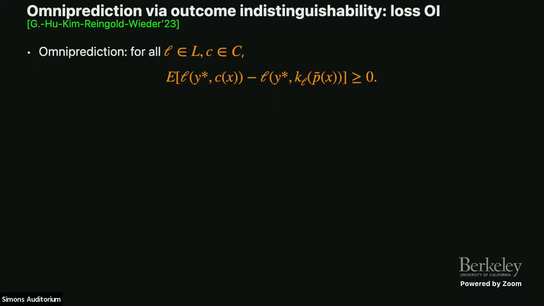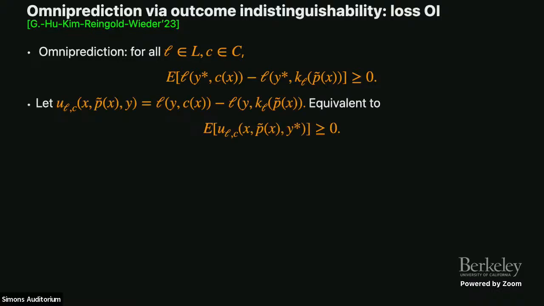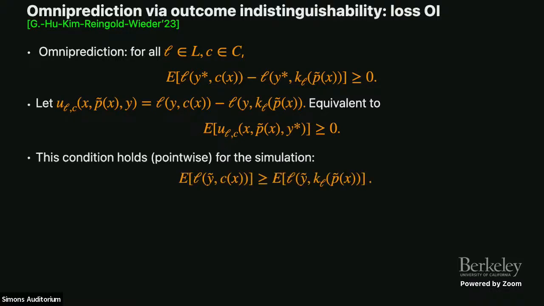So we compared these two expectations by linearity. I can write it as positivity of a certain quantity. So now we have our distinguisher. It's exactly this. It compares the loss of C with the loss of the omnipredictor. Omniprediction is asking that the expectation be positive when the labels are generated according to nature. What we do know is that the expectation is positive under the simulation. And this is very easy to see. It's basically because we have the Bayes optimal predictor. Loss OI will ensure that the expectation of these quantities, of all these tests, is the same whether you generate labels according to nature or according to the simulation, and therefore it will imply omniprediction.